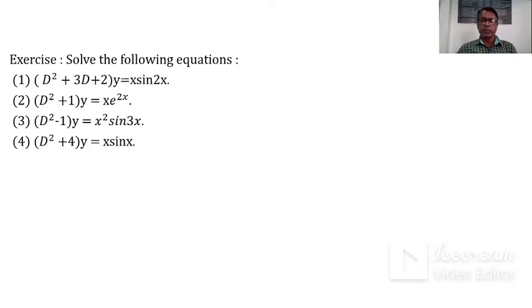Now see here, the second example belongs to both the types: e to the power ax into v and also x into v. In the first case, if you take e to the power ax into v, then v is x. If we take this x into v type, then v is e to the power 2x. Means this example we solved by the two methods.